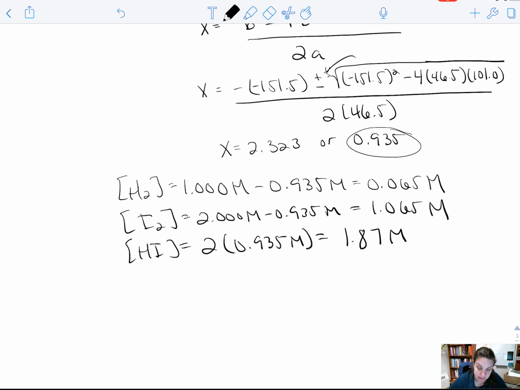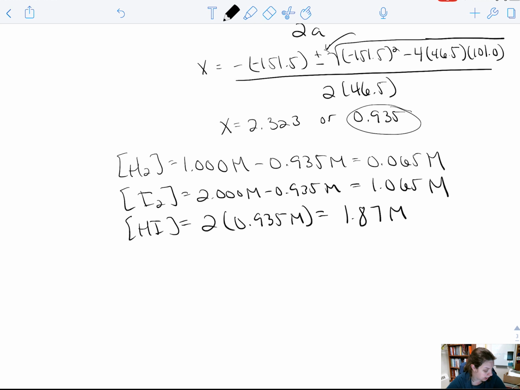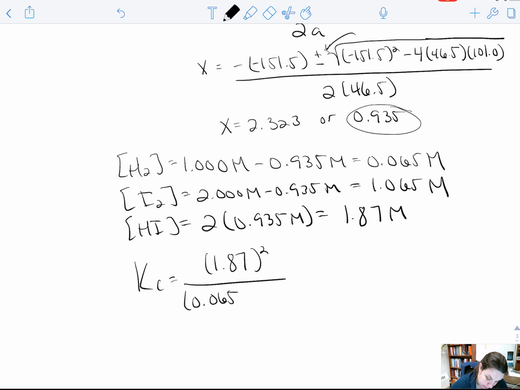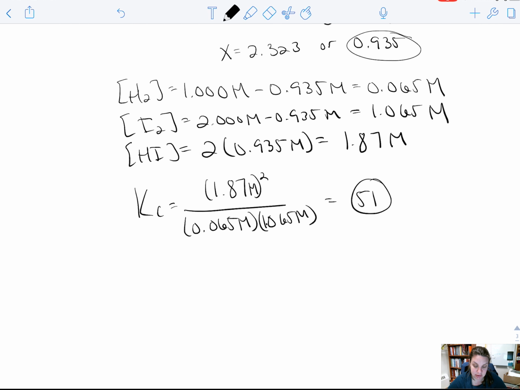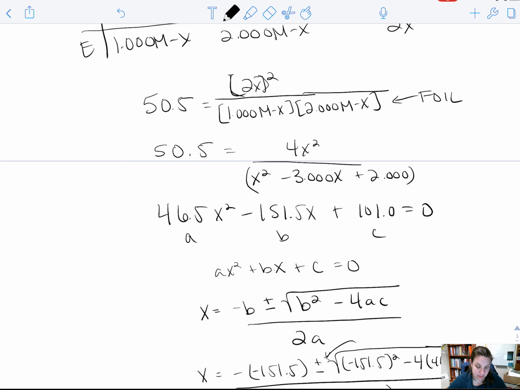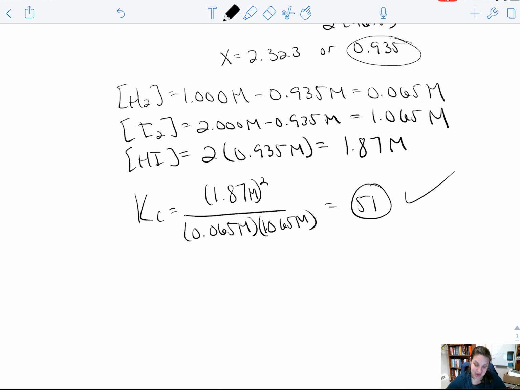We then can put these equilibrium concentrations in and make sure that it's similar to the Kc value that we got. So Kc is equal to 1.87 squared divided by 0.065 molar times 1.065 molar, and we get 51, which with two significant figures was the number that we got. So this value is very similar, so we've done good. Yay!